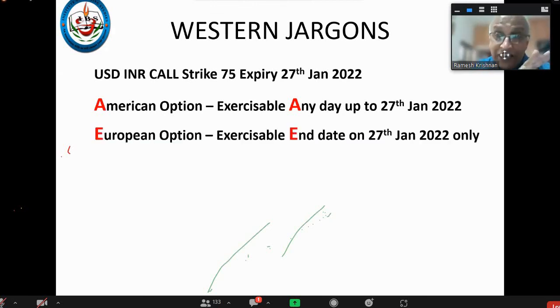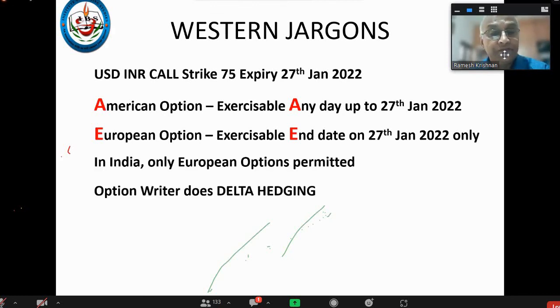Now, generally in India, we sell only European options, where a fixed maturity date is there, and only on that day the option can be exercised. So on the end date, on 27th January 2022 only, the option can be exercised. It is called a European option. So E and A, be very clear. On any day means American, on end date means European.